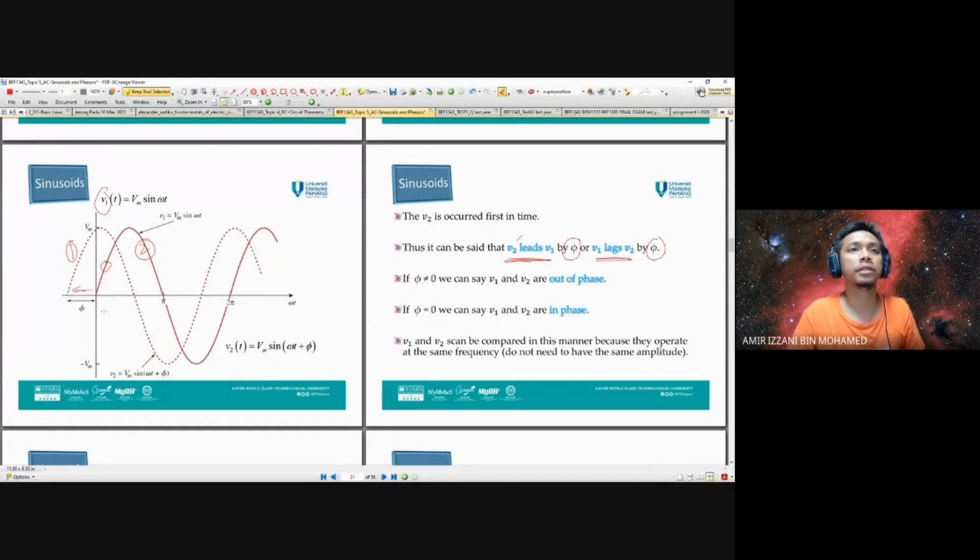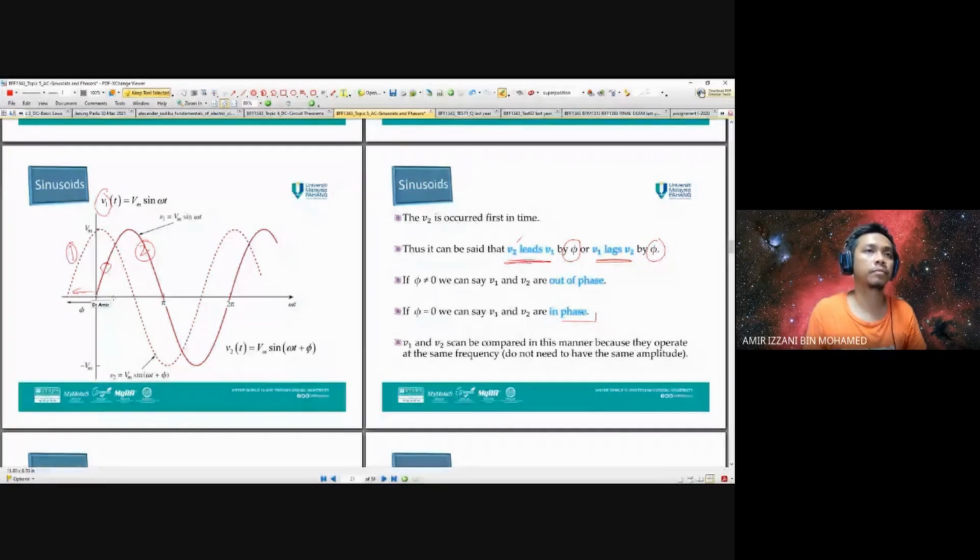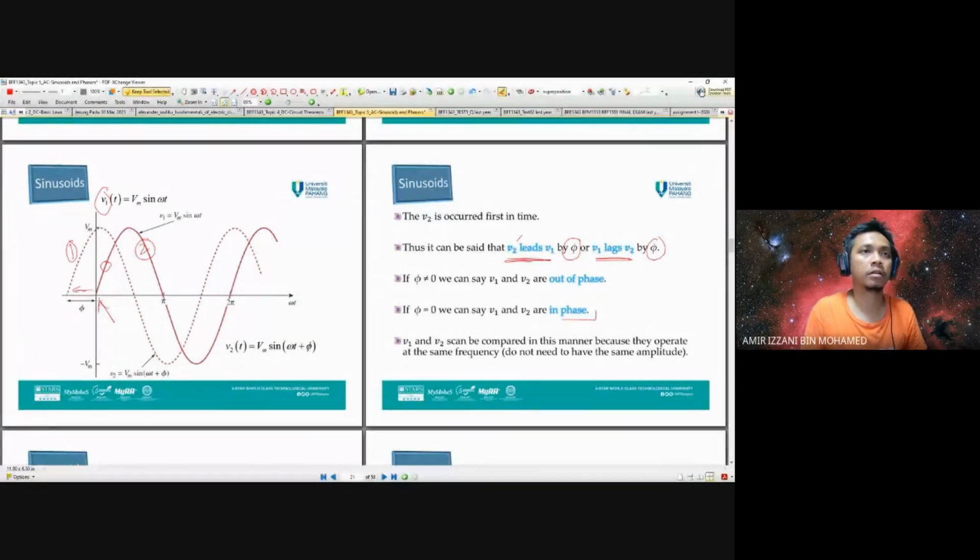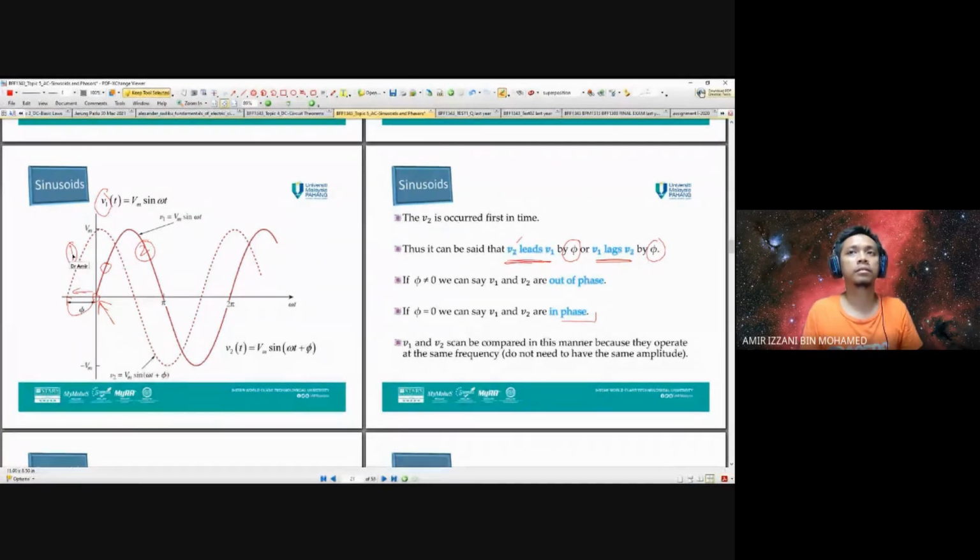If it is in phase, V2 must also start from here, from the center, from 0, or V1 must start here, the same place where V2 started. So it's like this. This is in phase. When it has shifted a little bit, we say it is out of phase.